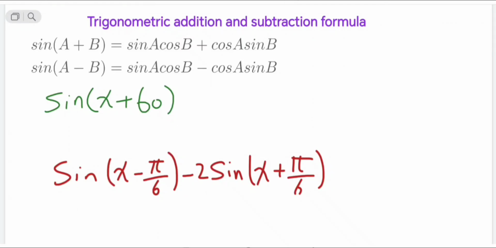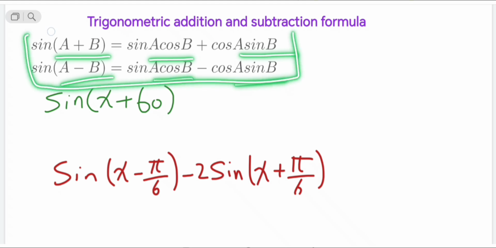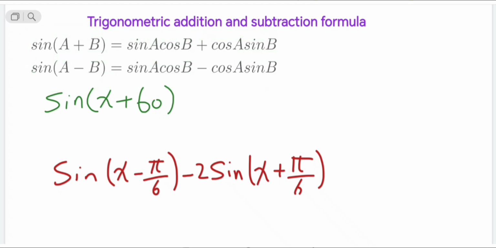Dear students, today we are going to learn the trigonometric addition and subtraction formulas. For addition, the first formula is sin(A + B) = sin A cos B + cos A sin B. And sin(A − B) = sin A cos B − cos A sin B. The best thing to be perfect in trigonometry is to memorize the formulas. Then you will be able to use them correctly.